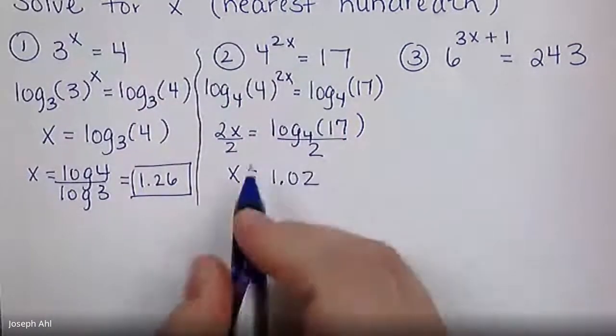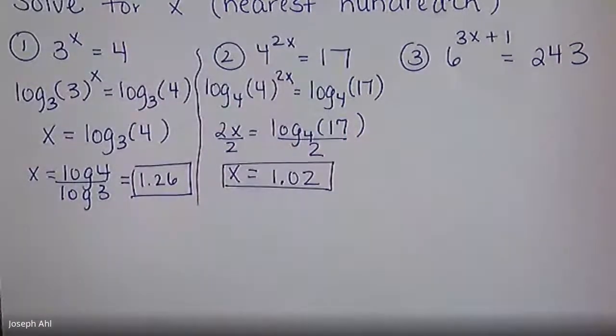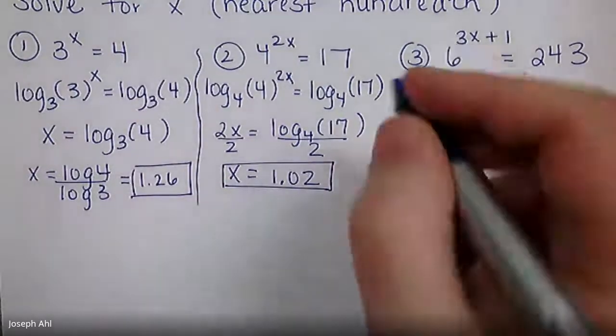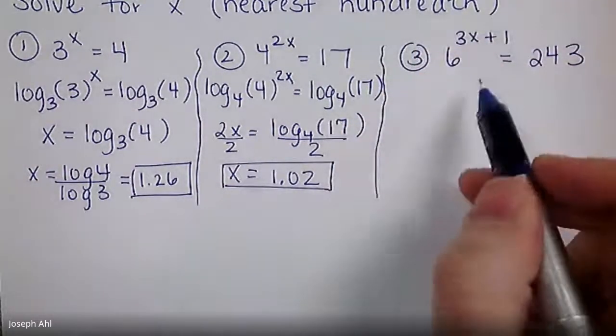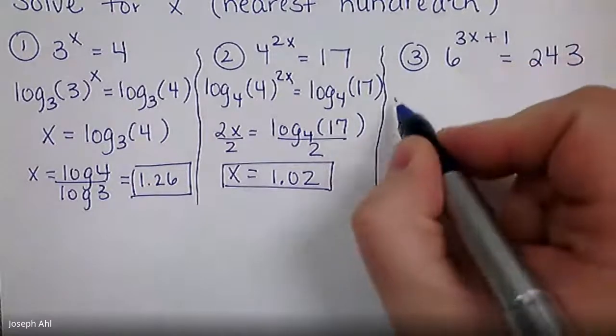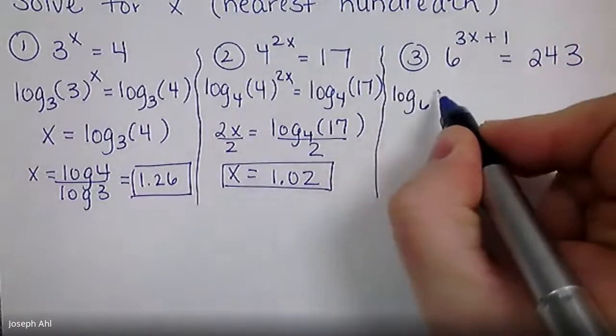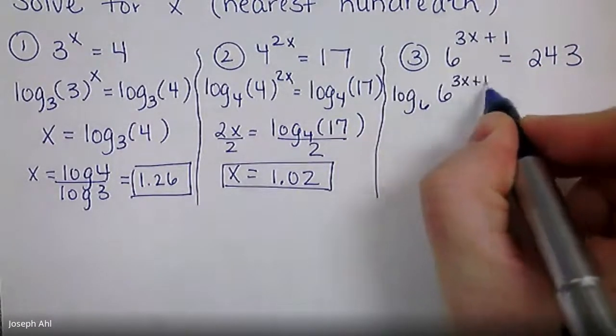Okay. So last but not least, in number 3 there, if you have a base 6 for your exponential, let's go ahead and take log base 6 of both sides.